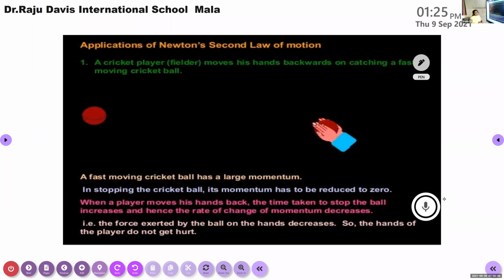Why does the fielder move his hand backward on catching the fast moving cricket ball? Because a fast moving cricket ball has a large momentum. In stopping the cricket ball, its momentum has to be reduced to zero. Otherwise, it may cause injury to his hands. So in order to avoid this, we should reduce the momentum possessed by this fast moving cricket ball. When a player moves his hands, the time taken to stop the ball increases, and hence the rate of change of momentum decreases. That is, the force exerted by the ball on the hand decreases. So the hands of the player do not get hurt.